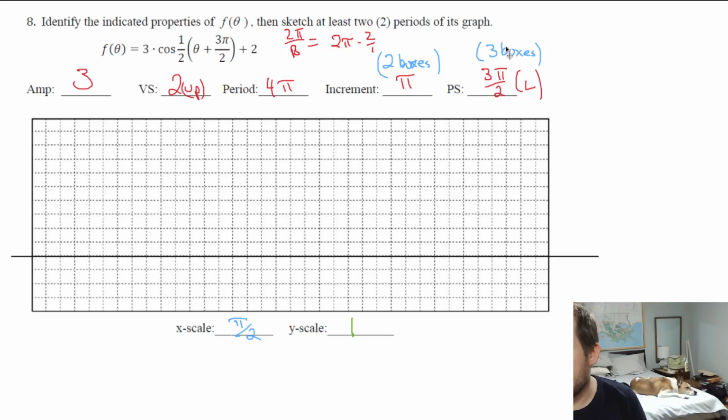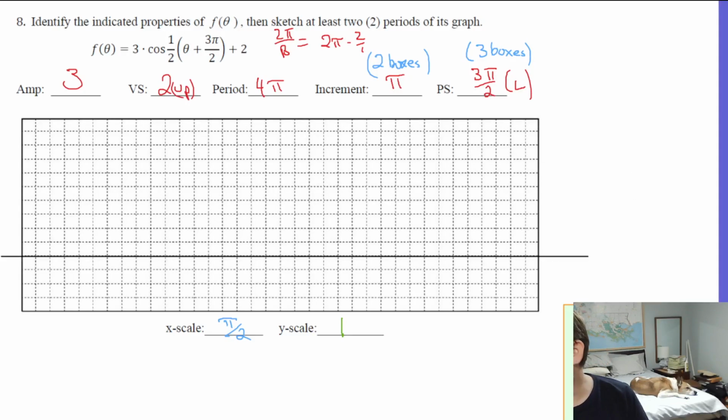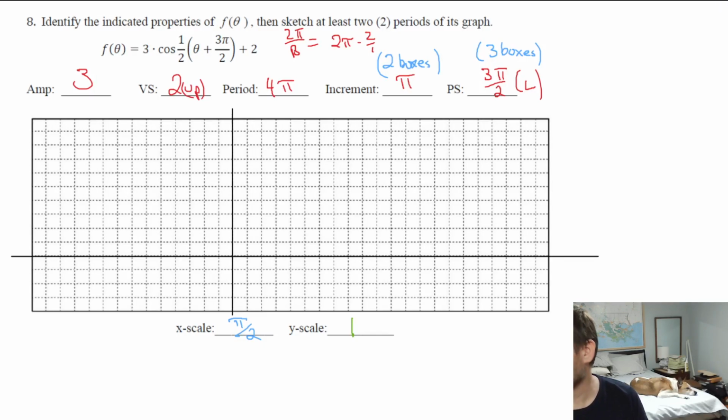We're phase shifting left, but only by 3 boxes. So I think I'd put my y-axis near the middle, but skewed a bit left. I don't know. I like here. All right. And so now what? So we're going 2 units up. That's going to be the midline.